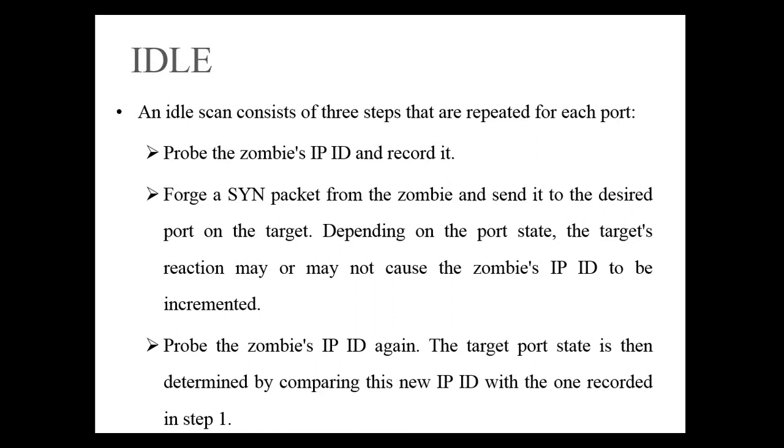Third, probe the zombie's IP ID again. The target port state is then determined by comparing this new IP ID with the one recorded in step 1. After this process, the zombie's IP ID should have increased by either 1 or 2. An increase of 1 indicates that the zombie hasn't sent out any packets except for its reply to the attacker's probe. This lack of sent packets means that the port is not open.